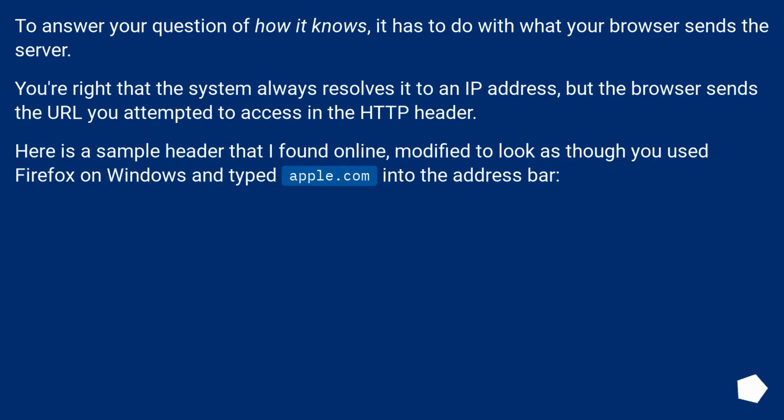To answer your question of how it knows, it has to do with what your browser sends the server. You're right that the system always resolves it to an IP address, but the browser sends the URL you attempted to access in the HTTP header. Here is a sample header that I found online, modified to look as though you used Firefox on Windows and typed apple.com into the address bar.